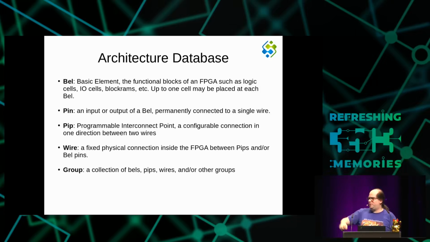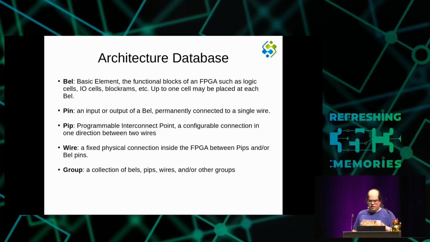So each PIP essentially has a source wire and a sink wire. And I can activate a PIP or deactivate a PIP. And similar to placement being creating a mapping between cells in your designs and bells, routing means creating a mapping from all the nets in your designs to wires and pips on the chip.